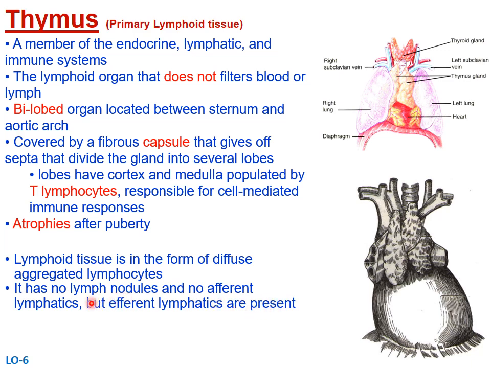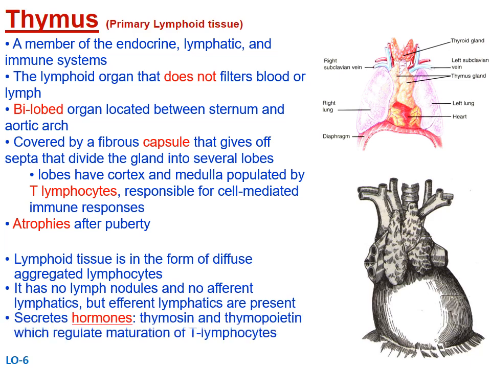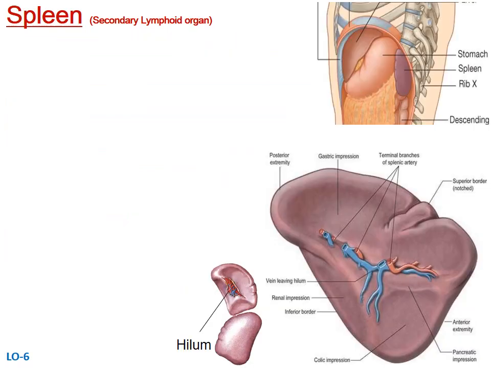So one feature of the thymus is that it contains no lymph nodules and no afferent lymphatics, but efferent lymphatics are present, just to send out the mature T lymphocytes. It secretes the hormones thymosin and thymopoietin, which regulate the maturation of T lymphocytes. So which hormone is involved in the maturation of T lymphocytes? Thymosin.